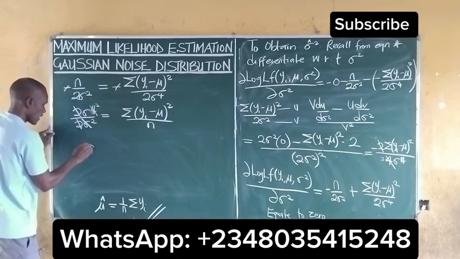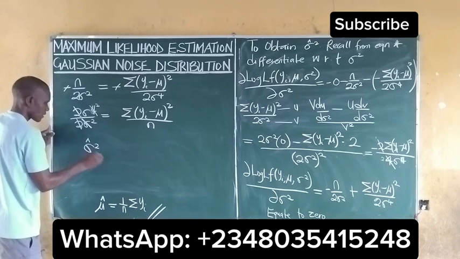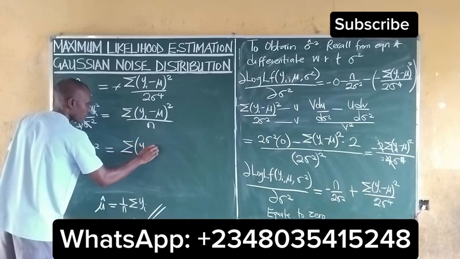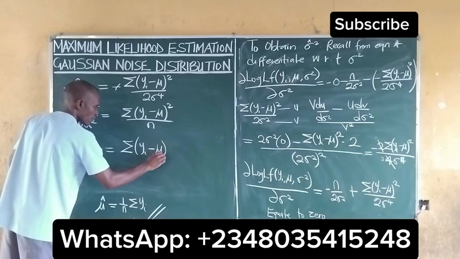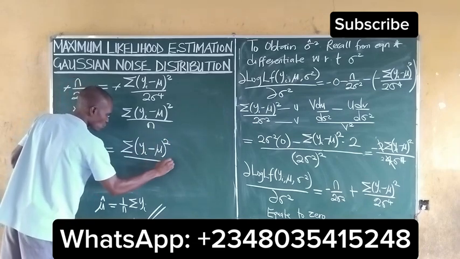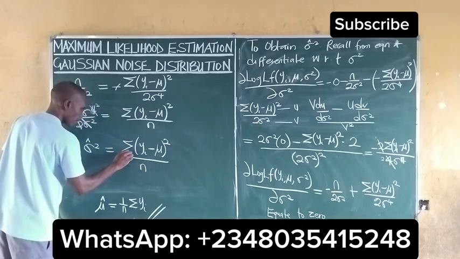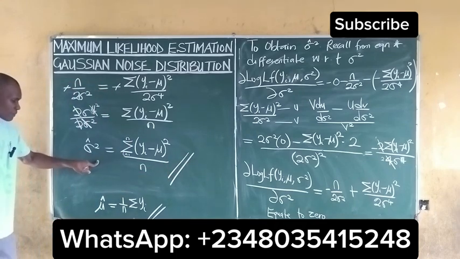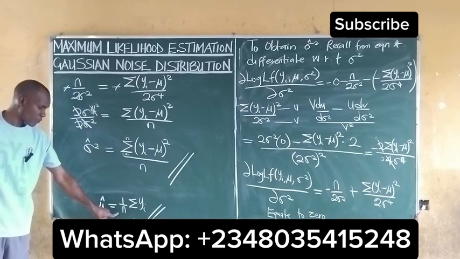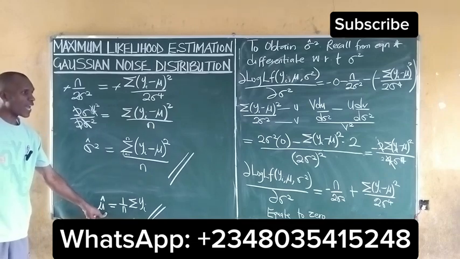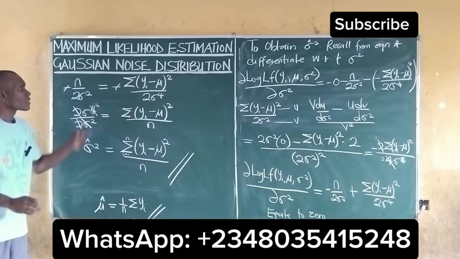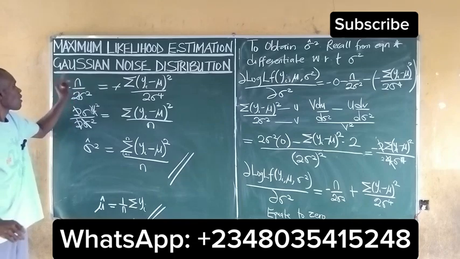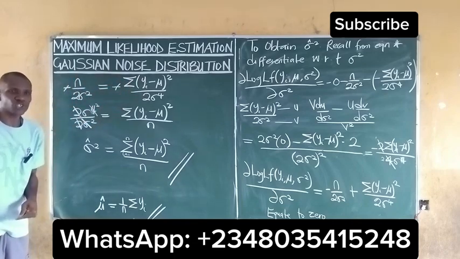It then means that our sigma squared estimate will be equal to summation of yi minus mu raised to the power of 2 all over n. So this becomes our estimate for the variance, and this becomes the estimate for the mean. This is how we can obtain the maximum likelihood estimation for the mean and variance of the Gaussian noise distribution.